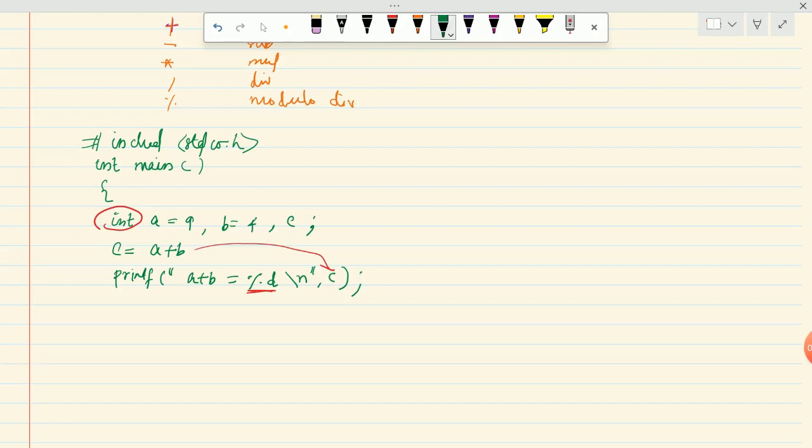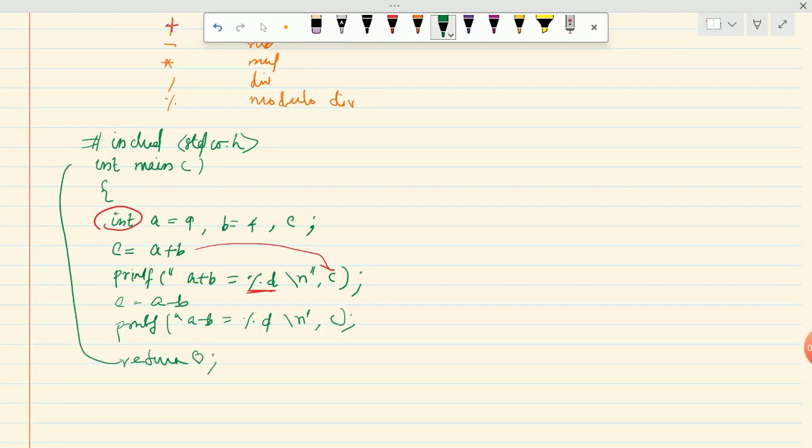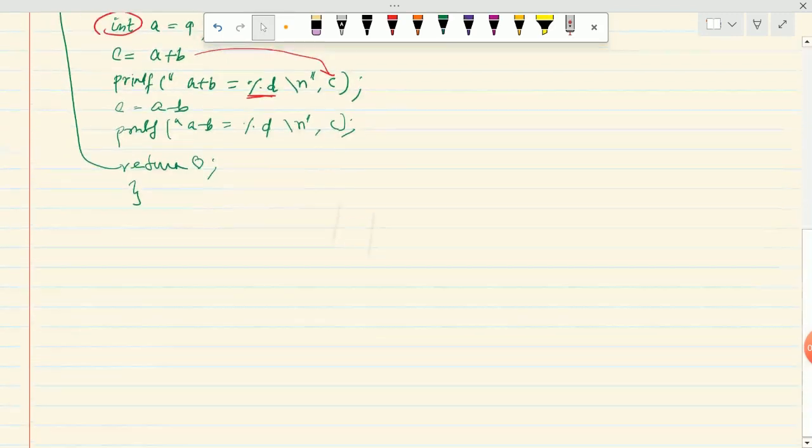Right? And next I do c is equal to a minus b. In the same way in printf, "a minus b is equal to %d\n", comma c. In the same way I can do it for division, modulus and all those things, right? And after doing that I have to return, because I have used int main, then close the bracket.